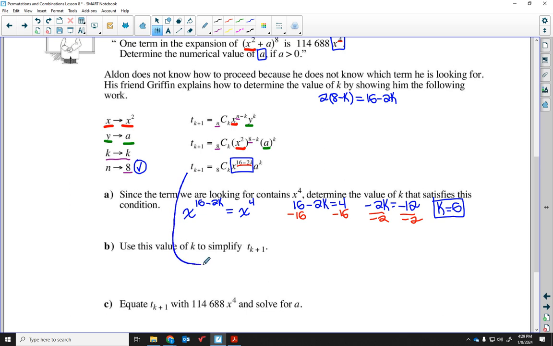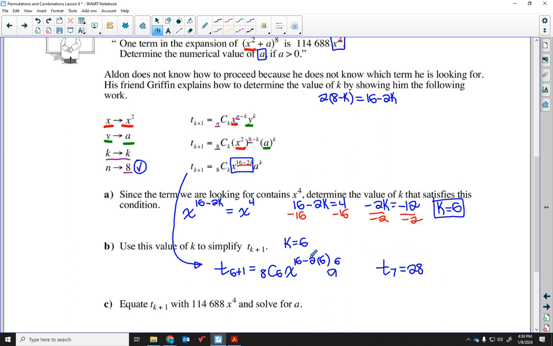So let's pull this down here now, and now we're going to plug in k is equal to 6, and then this would then be t, and we'd have 6 plus 1 is equal to 8 choose 6, x to the power of 16 minus 2 times 6, and then a to the power of 6. Now, if we simplify this, this would then be term 7 is equal to 8 choose 6, which is going to be 28.